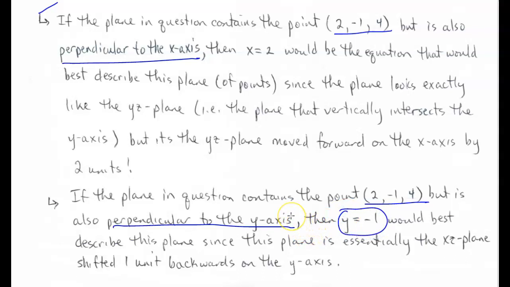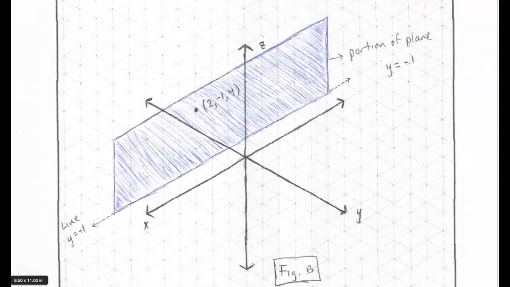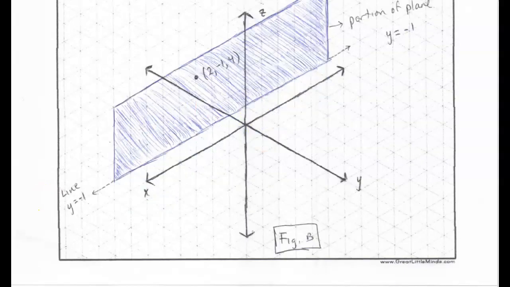Okay, and so again, if we go to another visualization of what we're talking about, we'll clearly see that. So this is a drawing of figure B, which is basically saying, hey, I want the plane that is going to have the point (2, -1, 4). But in this case, this plane is going to be perpendicular to the y-axis. And again, here, if I was to take just another random point, let's say right here, I could see here that that plane and the y-axis do intersect each other at a 90-degree angle.